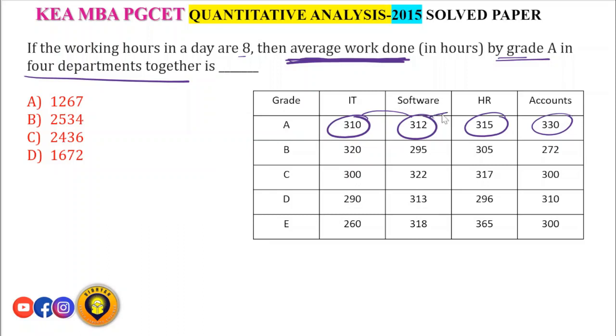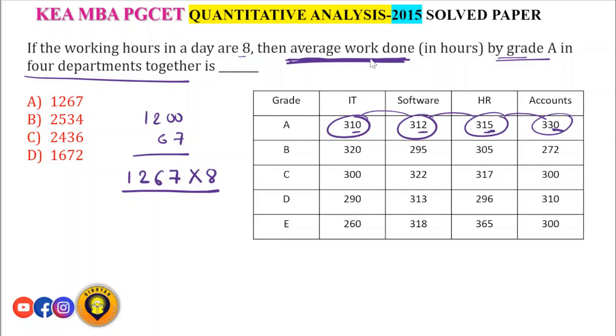300 plus 300, 600, 900, 1200 here. 10 plus 30, 40, 40 plus 15, 55, 55 plus 12, 67. So 1200 plus 67, 1267. They all are working for 8 hours. This will be the total work done.